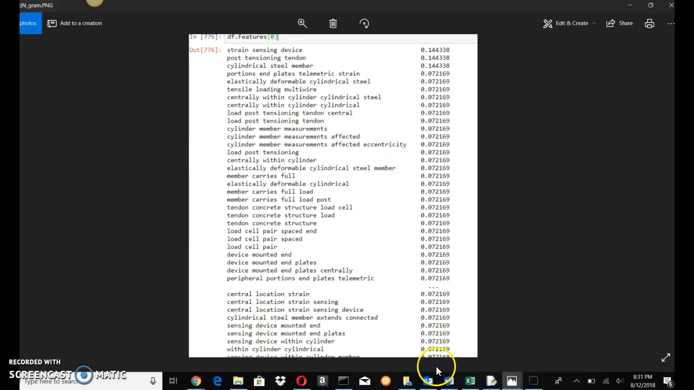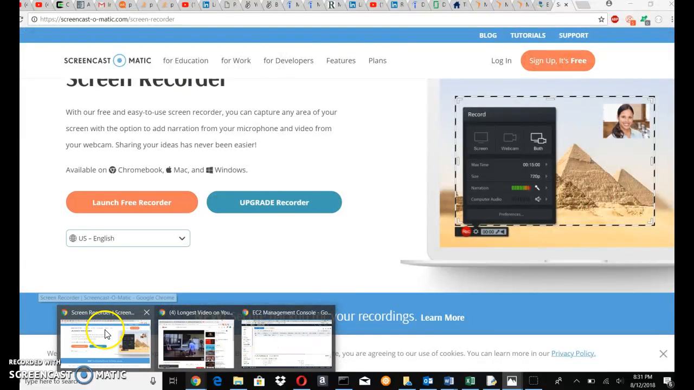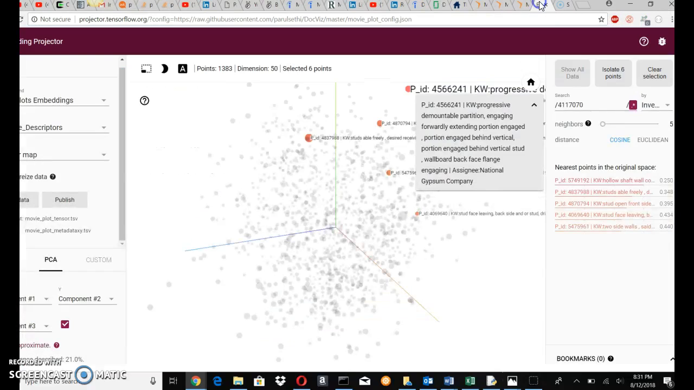I would also like to show you the TensorFlow visualization, which we have carried out. So we can see that the keywords are with respect to the n-grams, and these are the top keywords of that particular patent, and the nearest patents of that particular patent.